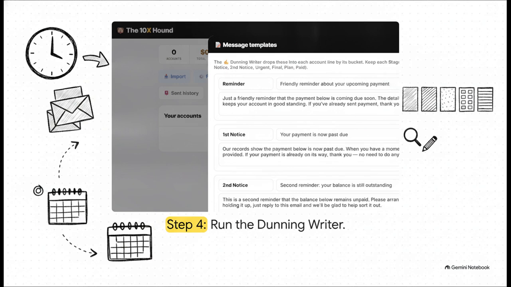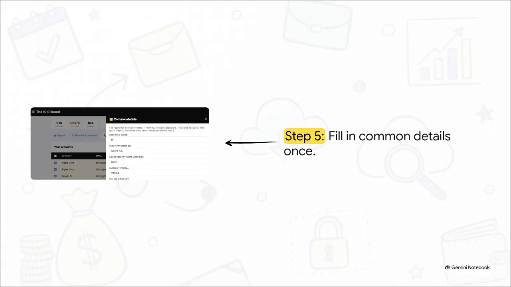You get 7 customizable templates so you can dial in the tone to sound exactly like your business, firm, professional, and without any unnecessary threats. Step 5, you fill in the common details. I'm talking about things like your remit to address, accepted payment methods, maybe a payment portal link, and your standard sign-off block. You only have to enter these once in the Common Details panel, and the Hound applies them globally across all the selected accounts in your batch.